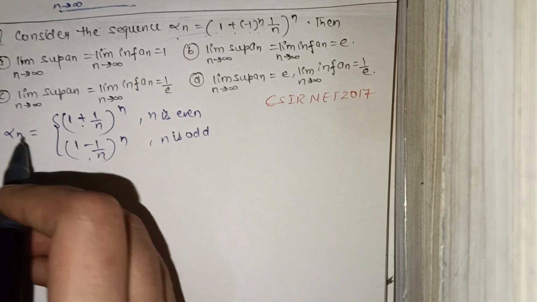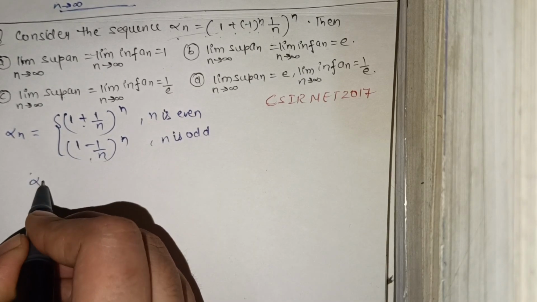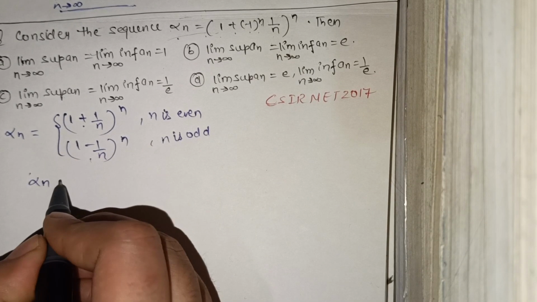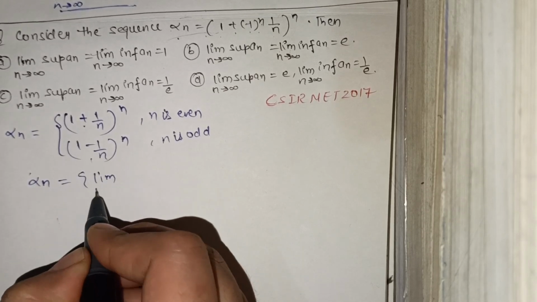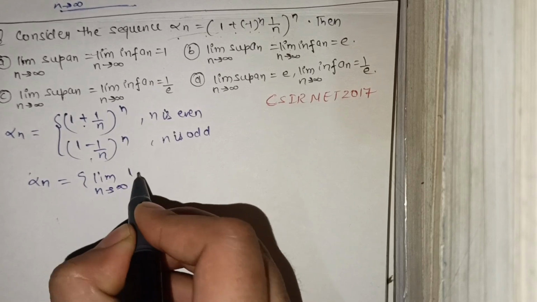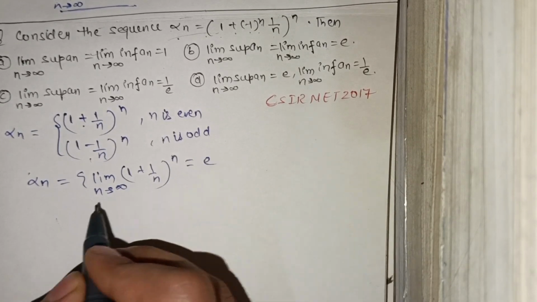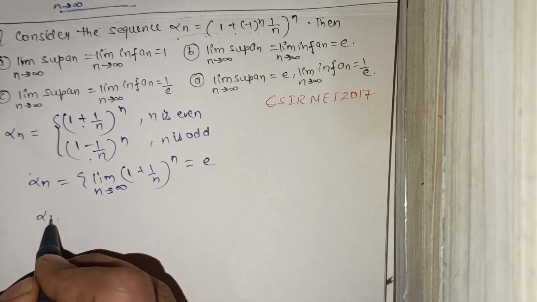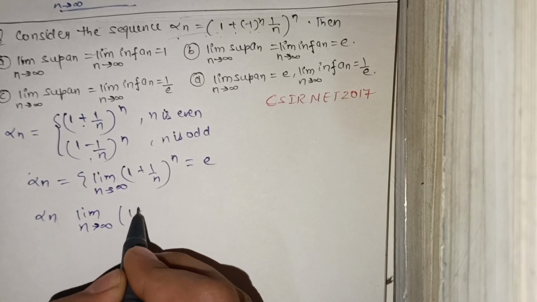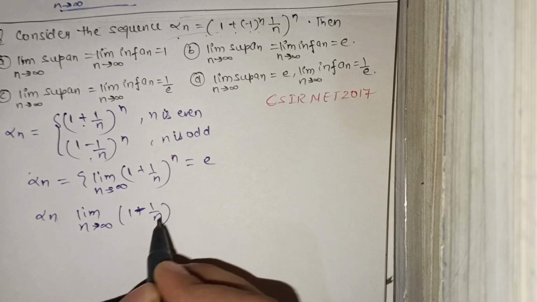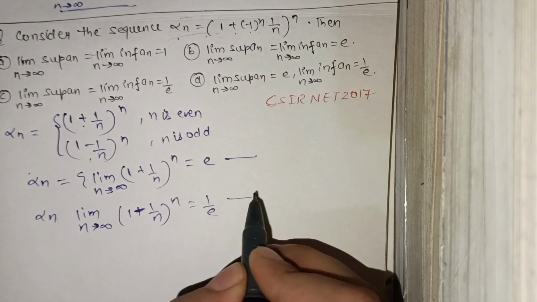Here we find, if limit n tends to infinity, (1 plus 1 upon n) to the power n is equal to what? e. And limit n tends to infinity of (1 minus 1 upon n) to the power n is equal to 1 upon e. So this is a limit supremum, this is a limit infimum.